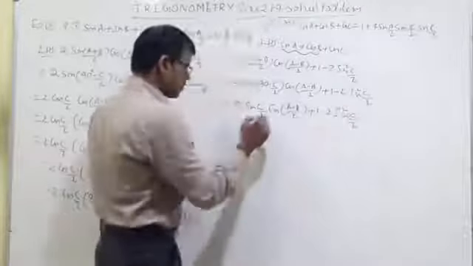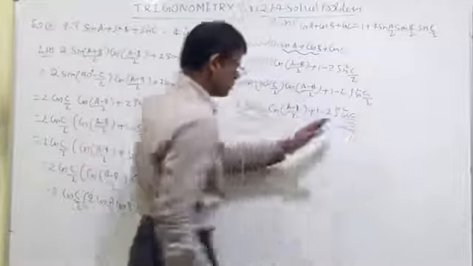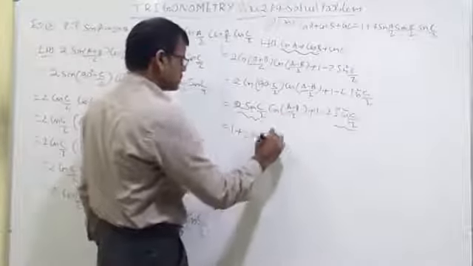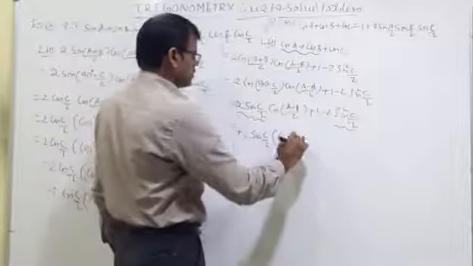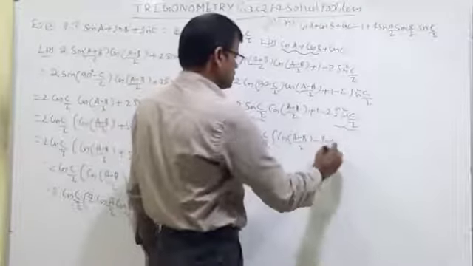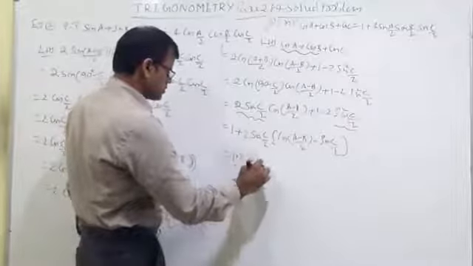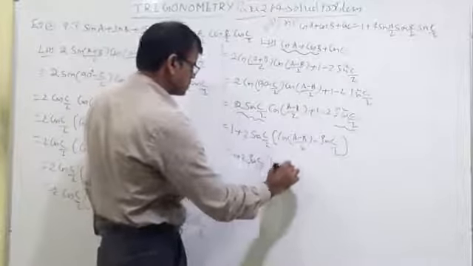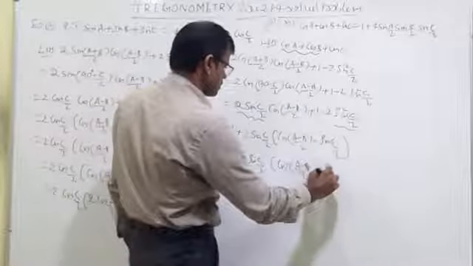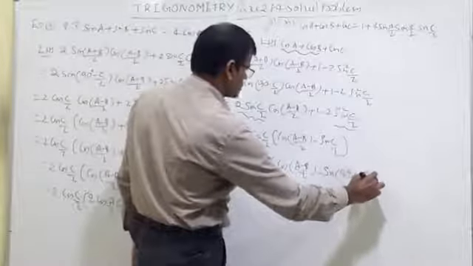Next, plus 1 you write here, plus this 2 sin C by 2 getting cancelled, taking common in the two terms. I am taking common 2 sin C by 2. So within brackets we get cos A minus B by 2 minus sin C by 2. That is equal to 1 plus 2 sin C by 2 into cos of A minus B by 2 minus sin 90 minus of A plus B by 2.